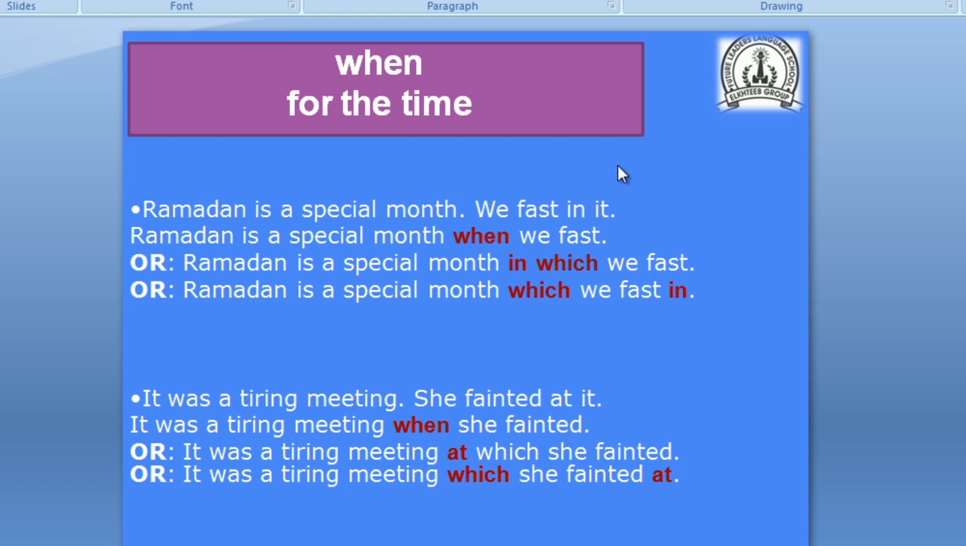When is used for time. For example, Ramadan is a special month we fast in it. Ramadan is a special month when we fast. Or Ramadan is a special month in which we fast. Or Ramadan is a special month which we fast in. The same for this example. Read it.